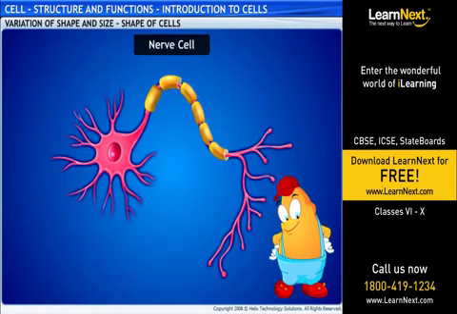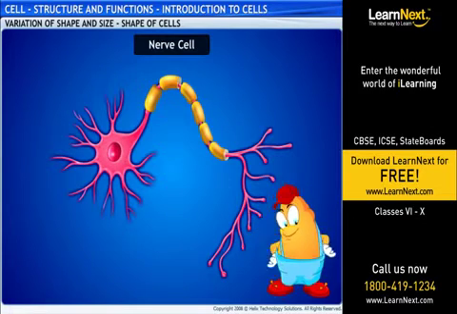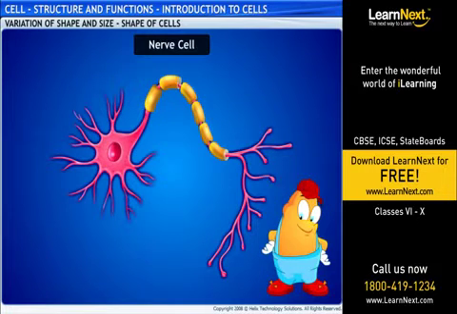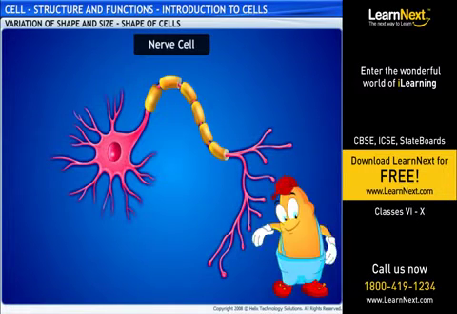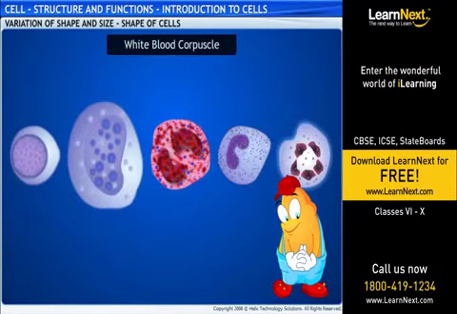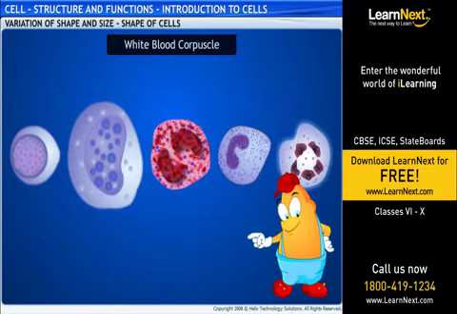For example, a nerve cell or neuron is branched. The branched structure of a neuron helps it to transfer messages to all parts of the body. The white blood corpuscle, WBC, is the only animal cell that changes its shape.